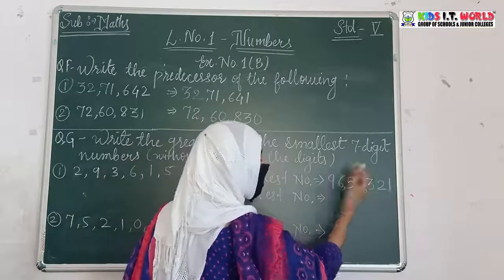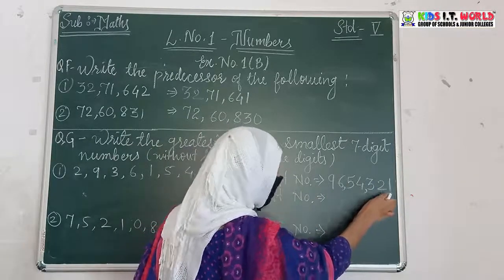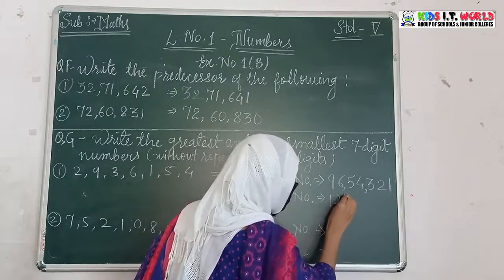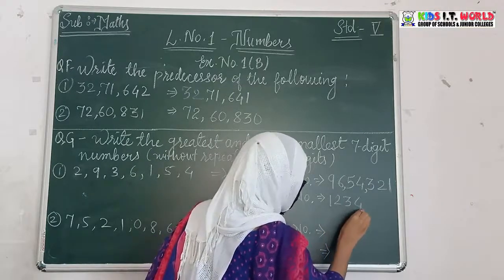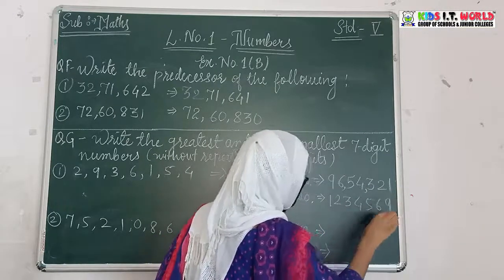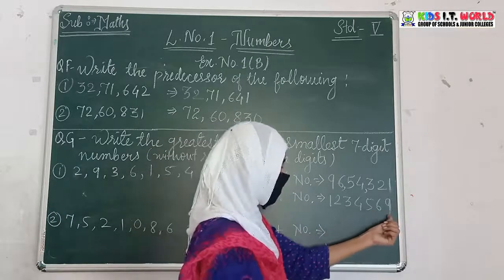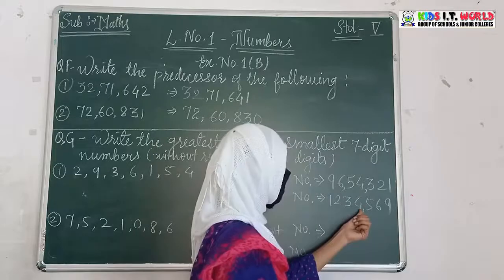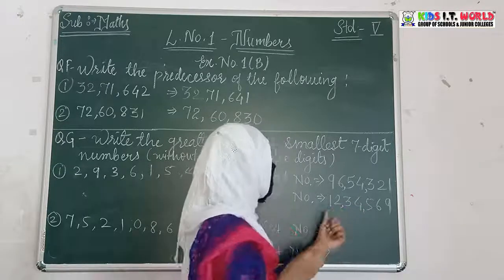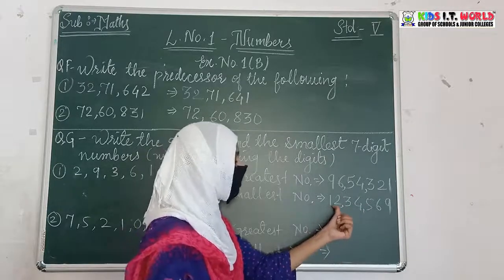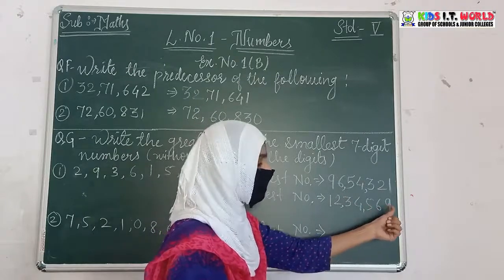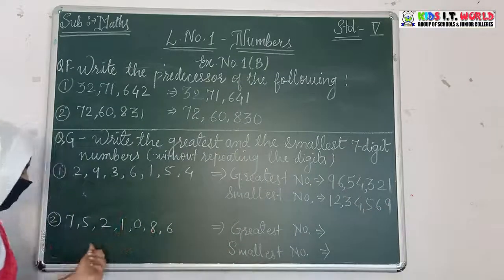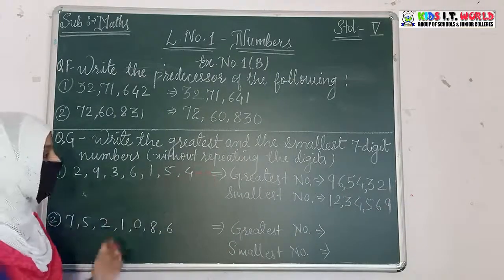Now the smallest number is very easy if you have found the greatest number. Just write it reversely. So first you will write 1, then 2, 3, 4, 5, 6, 9. Now separate it by the periods: ones, tens, hundreds, comma, thousands, ten thousands, comma. So the smallest number is 12,34,569.